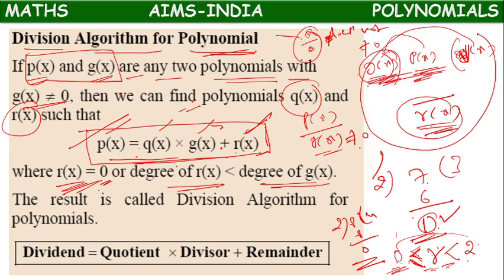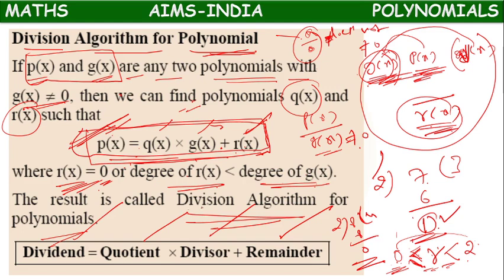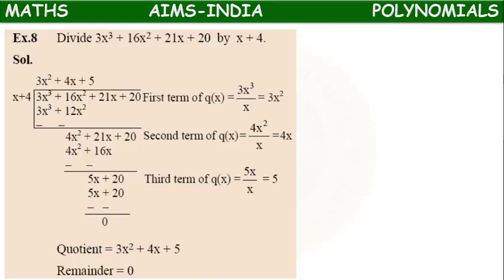In this way, there exist four polynomials. This is called the division algorithm for polynomials. They are in the form of dividend equals quotient into divisor plus remainder. Writing polynomials in this form is called the division algorithm for polynomials. Next, let's solve some problems based on this division algorithm.